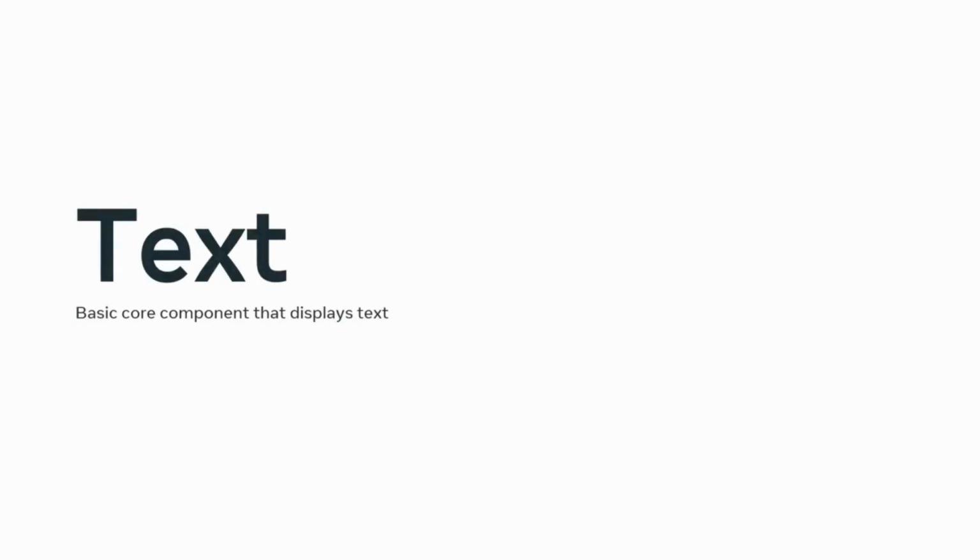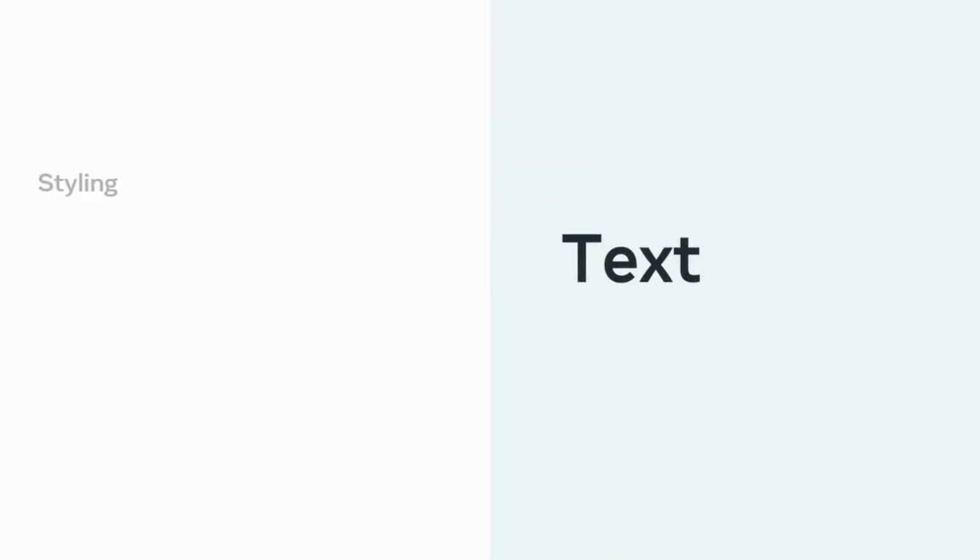Now, what is the text component? Let me tell you more. Text is a basic core component from React Native that is used for displaying text. The text component supports styling, nesting, and touch handling. Again, you will cover these terms later. Just keep in mind that text is a commonly used component, and you will use it any time you want to display text on your mobile screen.